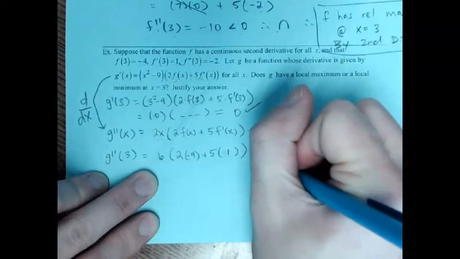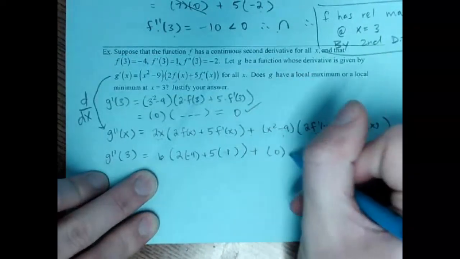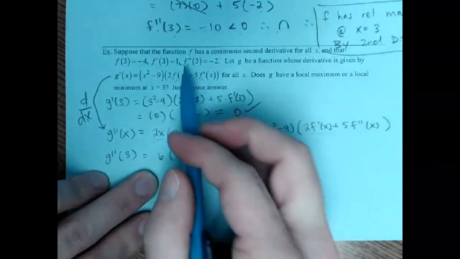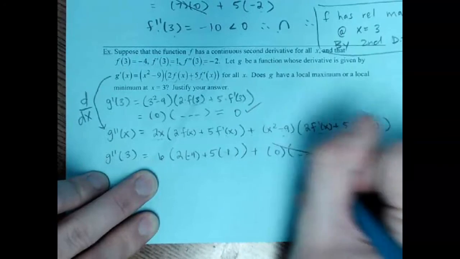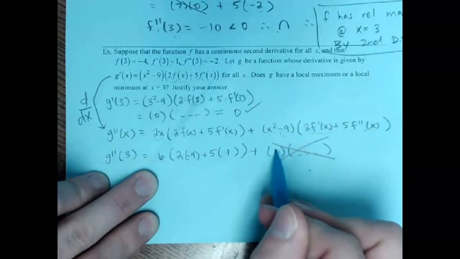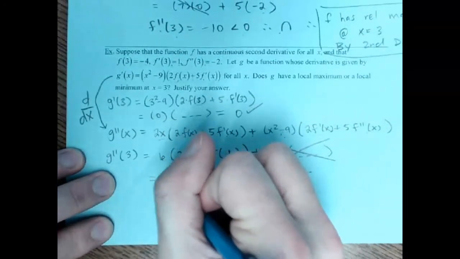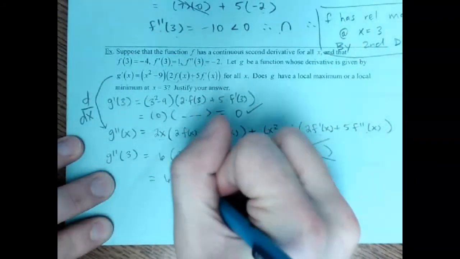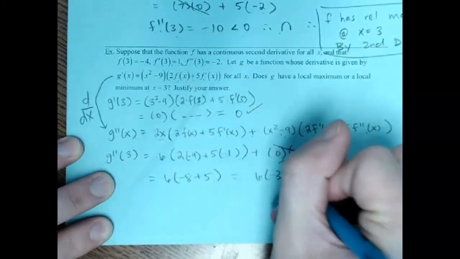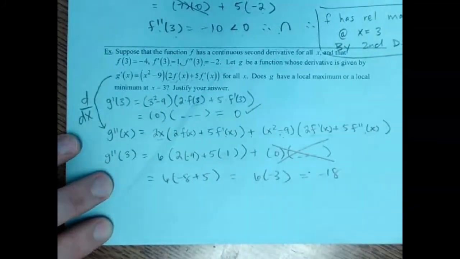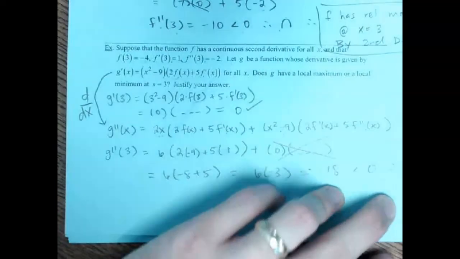And then plus, let's see, 3 squared minus 9. So 3 squared is 9. So that's all 0. Did I know what f prime of 3 was? Yes. Did I know what the second derivative at 3 was? Yes. Does it matter? No, because all that's going to be 0 because of this piece, right? So that's really nice. Let's finish it. Got 6. That's negative 8 plus 5. 6 times negative 3, which is negative 18. Which is negative. Therefore, the graph is going to be concave down.